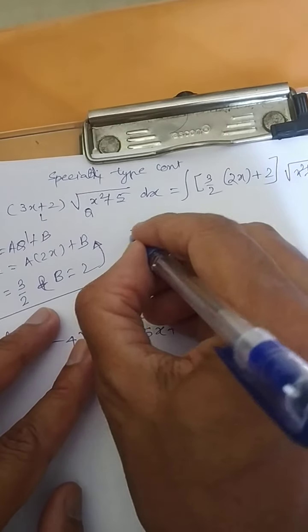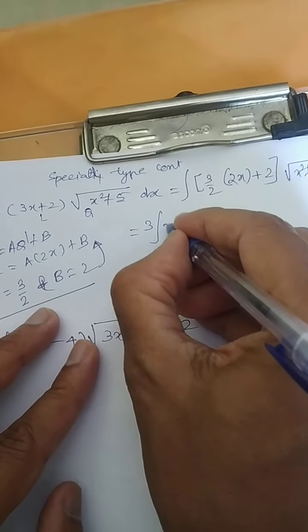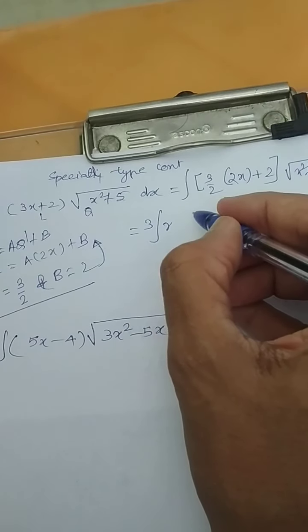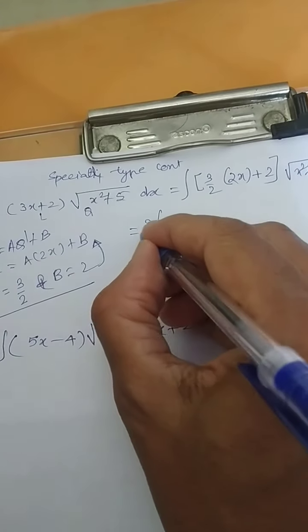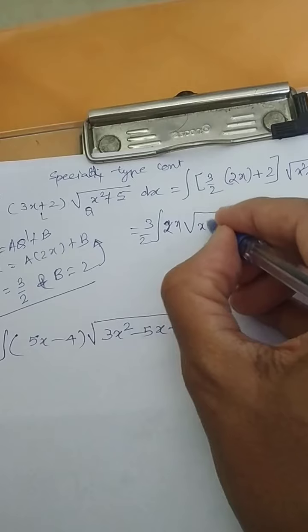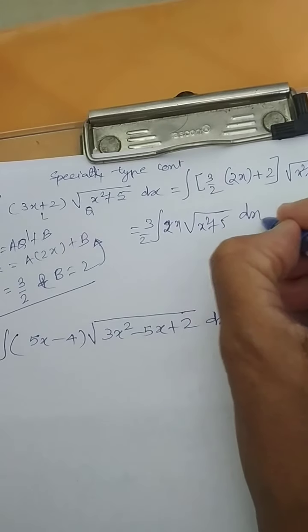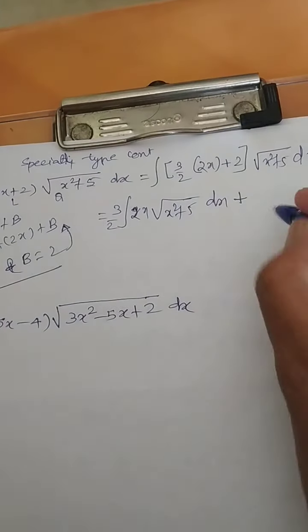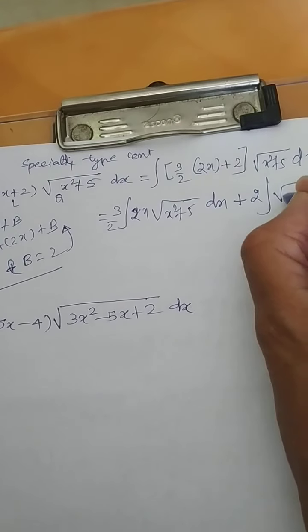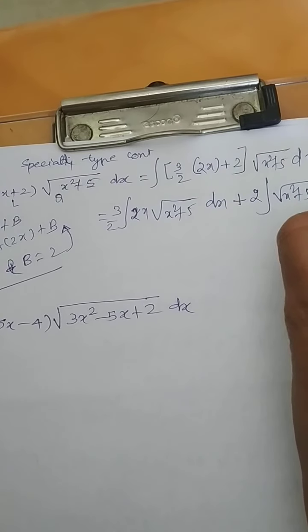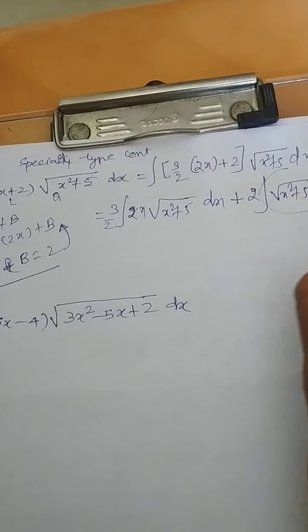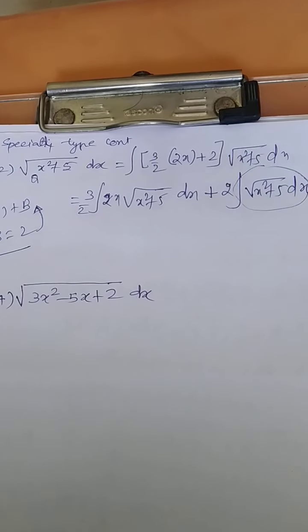The way I am solving this question, it will be 3 by 2 as it is, integration of 2x into root of x square plus 5 dx, plus 2 as it is, integration of root of x square plus 5 dx. Now I am giving a hint. This is a standard formula which we have learned recently.